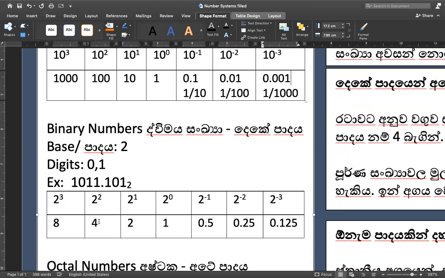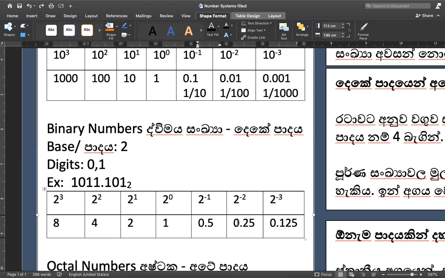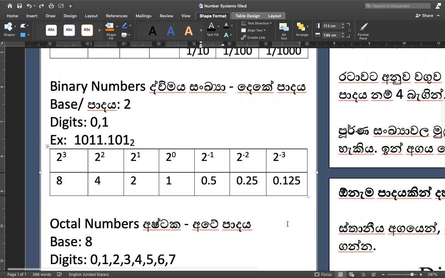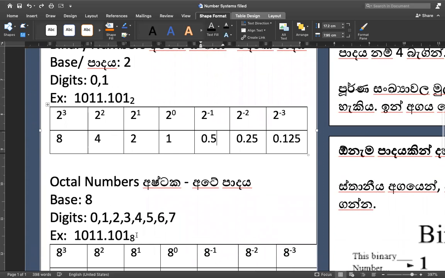8 divided by 2 is 4. 4 divided by 2 is 2. 2 divided by 2 is 1. Likewise, 1 divided by 2 is 0.5, or you can write this as 1/2. The next one is 1/4. Next one is 1/8. Or you can write as 0.5, 0.25, 0.125. Understood? Yes, sir.